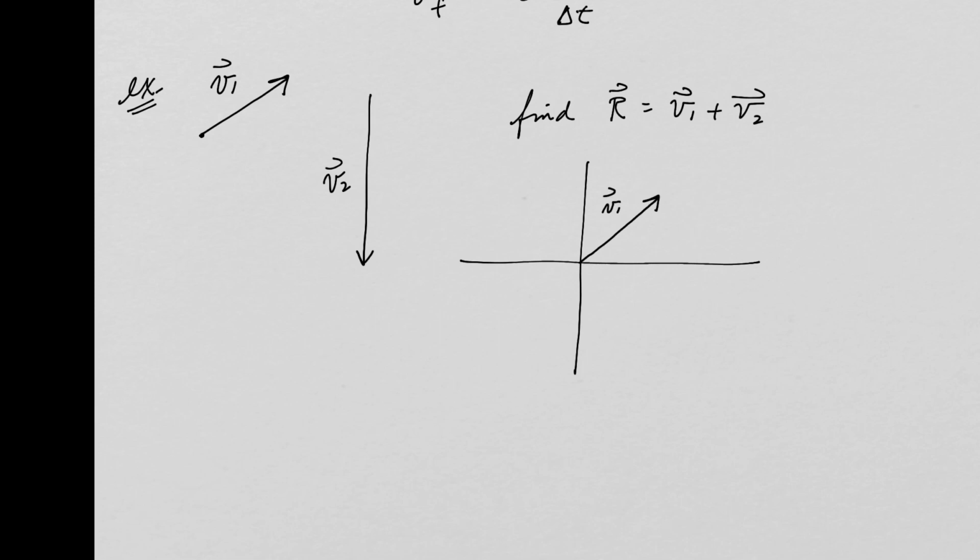Then I move the tail of v2 to the tip of v1. Again, maintaining the same length, same orientation, same direction. So it'll be something like this. And then if I draw a vector from, so this is my v2. So now to add them, I draw a vector from the tail of the first, so the tail of v1 from the origin, to the tip of the second one, right? Or the last one if you're adding multiple vectors. So this would be my v1 plus v2. So that's R in this case. That's v1 plus v2. All right, so just know in general how to add vectors like tip to tail.